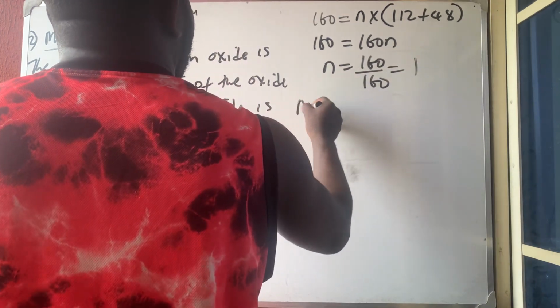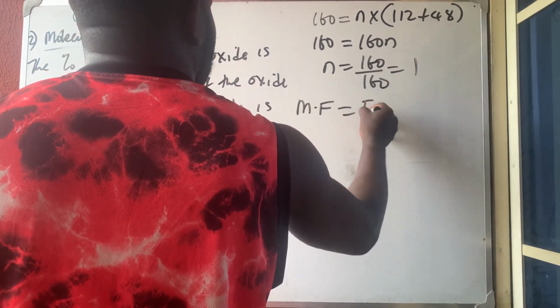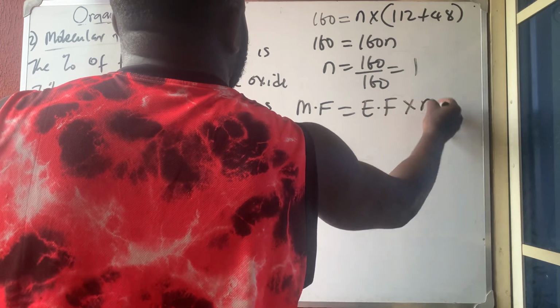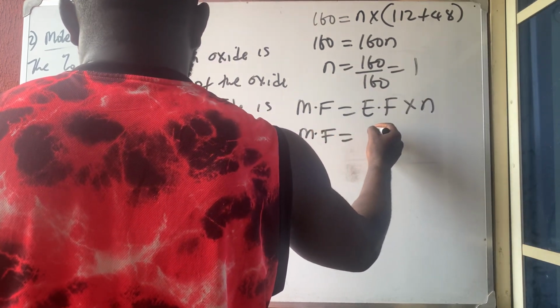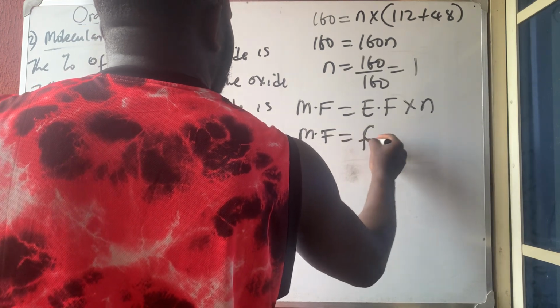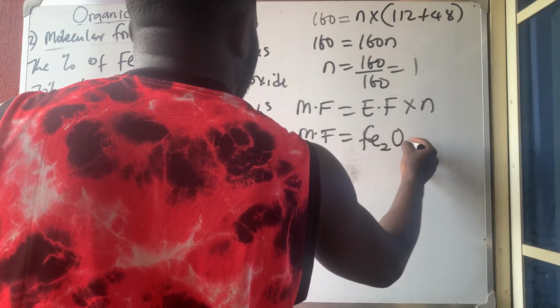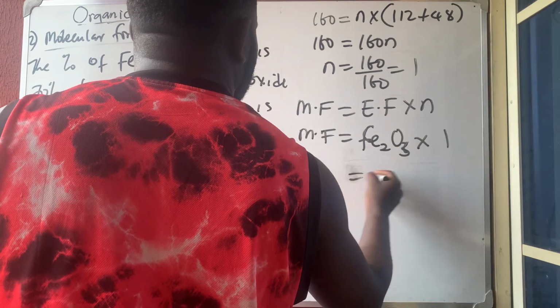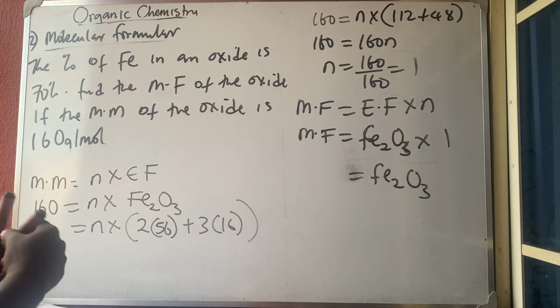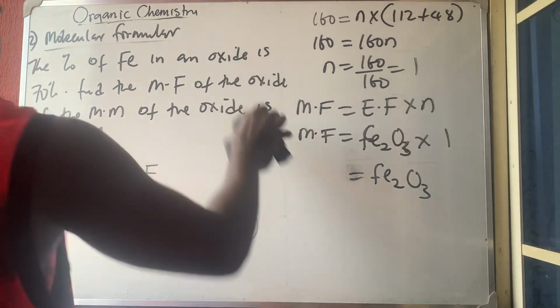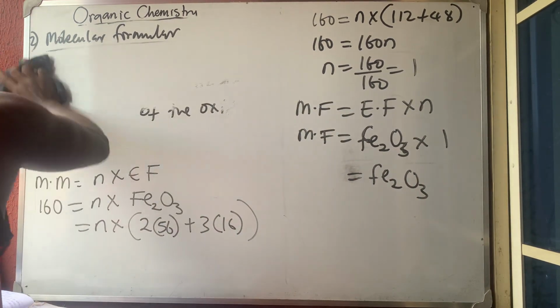So therefore, my molecular formula is equal to what? Empirical formula times n. Molecular formula is simply the empirical formula, Fe2O3, times 1, which is Fe2O3. As simple as that. So that is the molecular formula. Right?